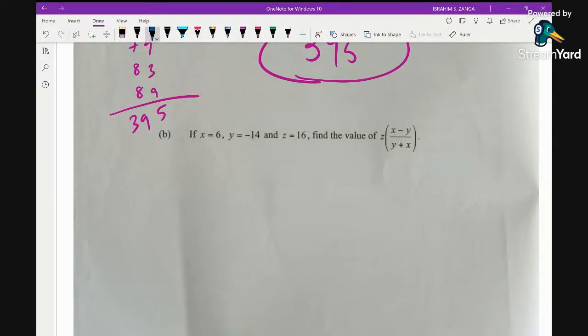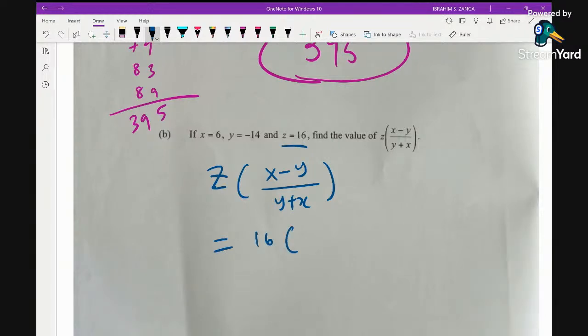Question number 1b. If x equals 6, y is -4, and z is 16, find the value of z times (x minus y) over (y plus x). This is equal to 16 in brackets, x is 6 minus -4, over 6 plus -4.